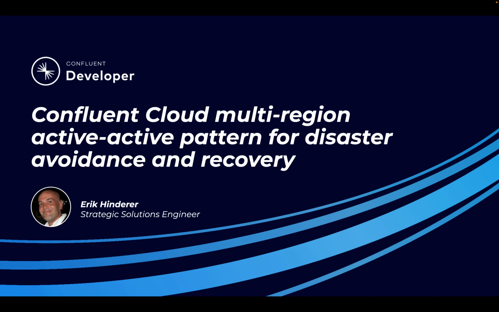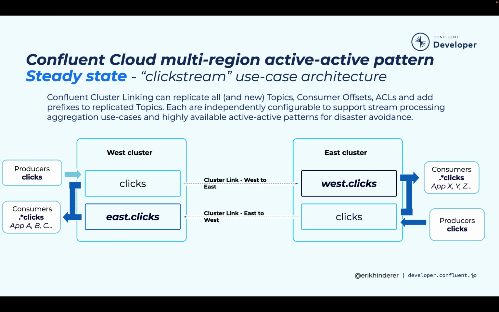I'm a strategic solutions engineer with Confluent, and I'm going to demonstrate how to create a multi-region active-active pattern for disaster avoidance and recovery with Confluent Cloud. Confluent Cloud provides cluster linking, much like Confluent Platform, which can replicate topics, consumer offsets, ACLs, and add prefixes to these replicated topics. Each of these are independently configurable to support stream processing aggregation use cases and provides us with a highly available active-active design for disaster avoidance.